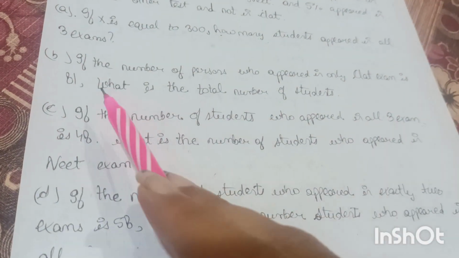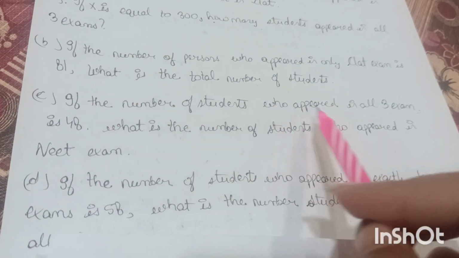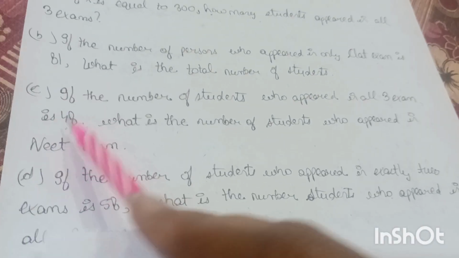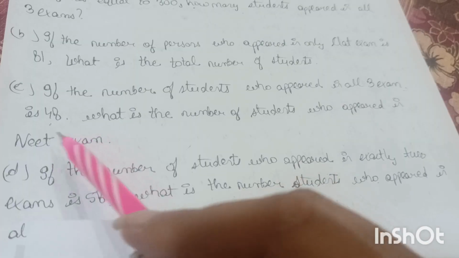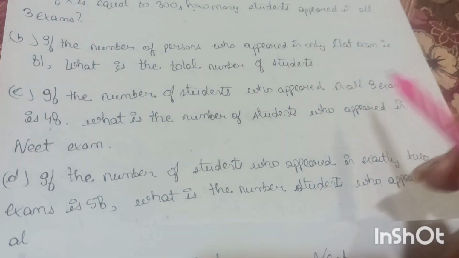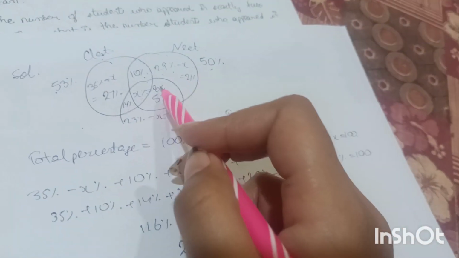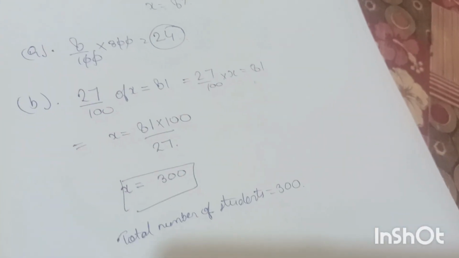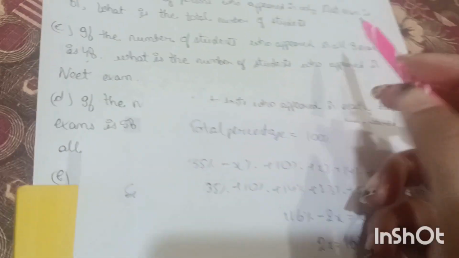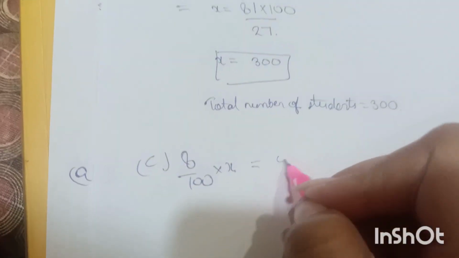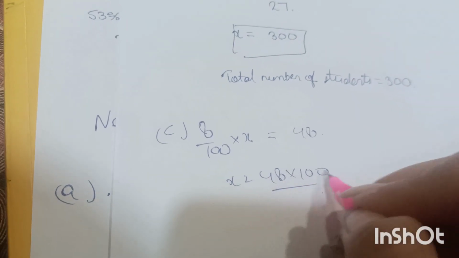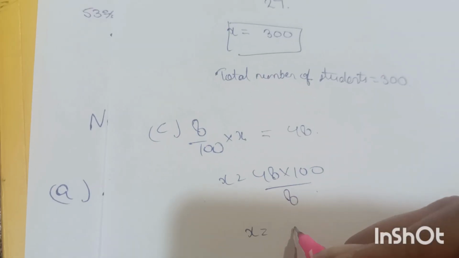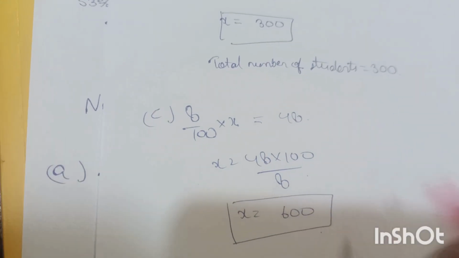Okay, so now let's solve this C part. The students who appeared in all three examinations is given as 48, and we have to find the number of students who appeared in the NEET examination. For that, you have to find the total number of students first. So how will you find it? Let's take all three examinations as 8%. So 8% into x, total number of students, you have been given all three examinations as 48, equals 48. Okay, so x value will come as 48 into 100 upon 8. So x value will come as 600. So total students is equal to 600.